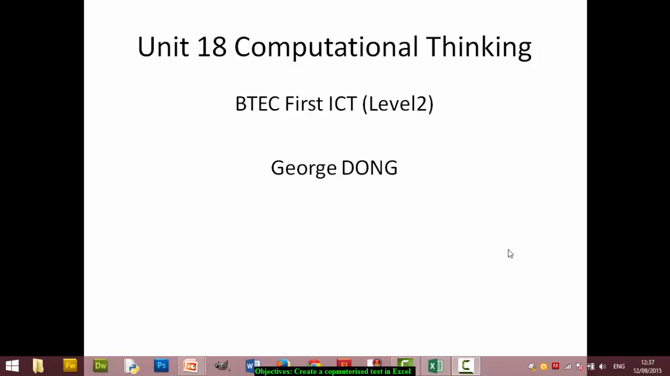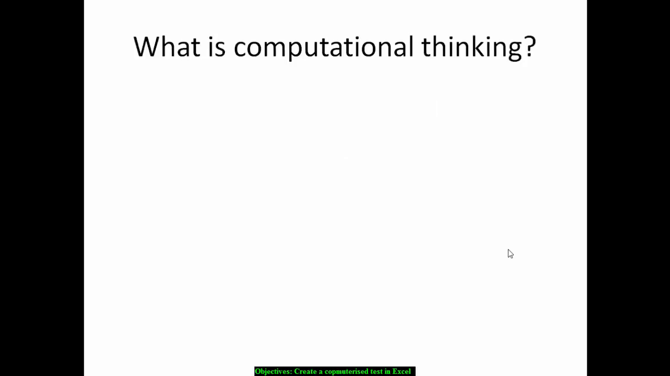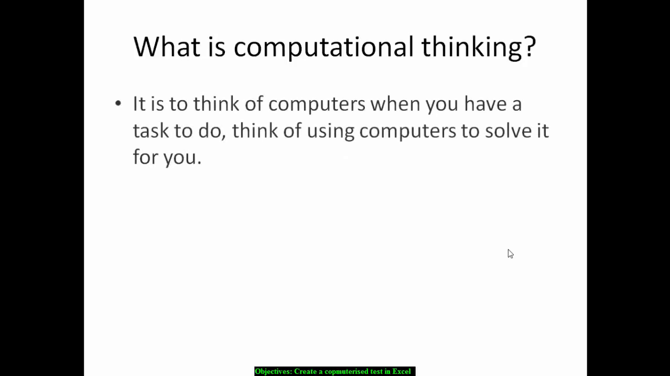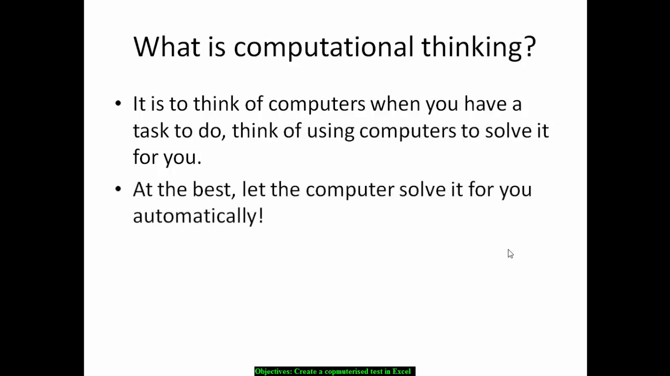What is computational thinking? Computational thinking is to think of computers when you have a problem to solve, when you have a task to do. You need to think of using computers to help you to solve it. And ideally, you can let the computer solve it automatically without you doing much. That's computational thinking, the basic principle behind it.